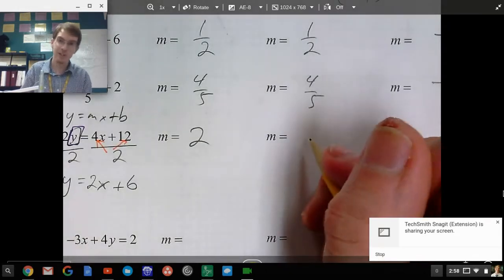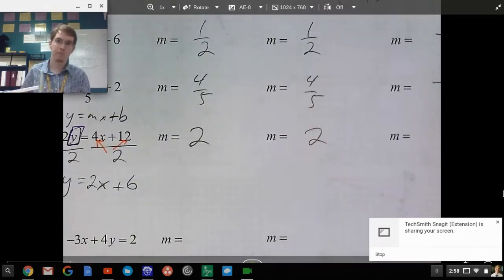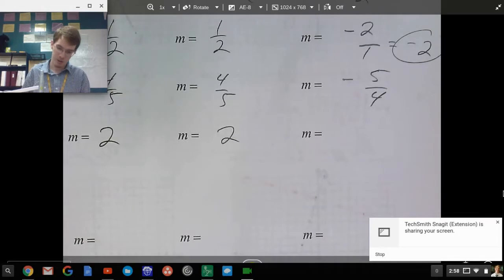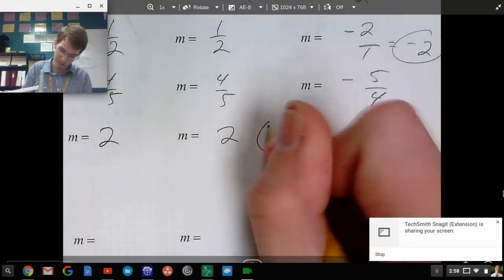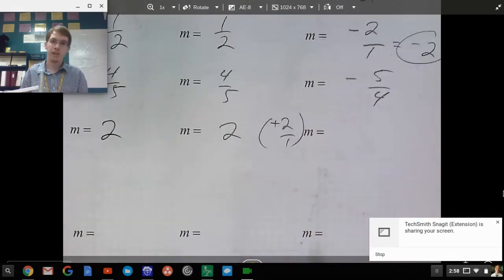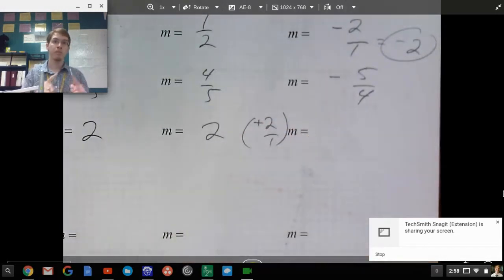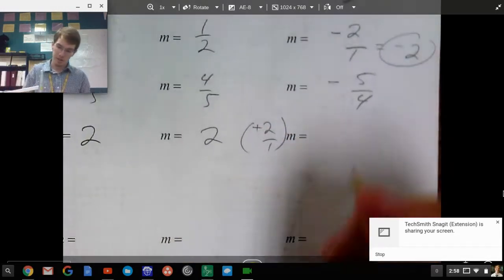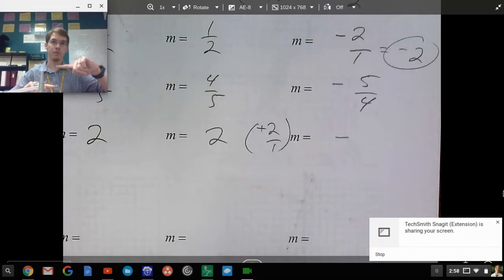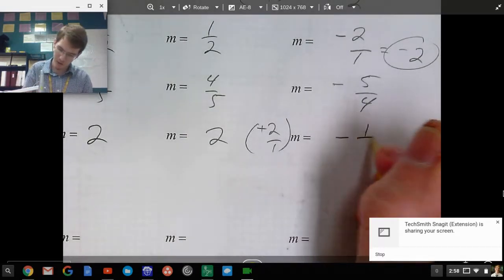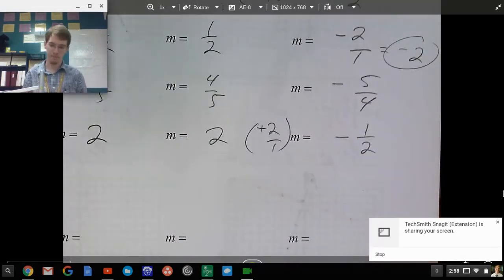The parallel slope is the same, so it's 2. And so the opposite reciprocal, that's positive 2 over 1. We're going to go from positive to negative, and then we're going to take our fraction and flip it. So we get 1 over 2, negative 1 over 2.